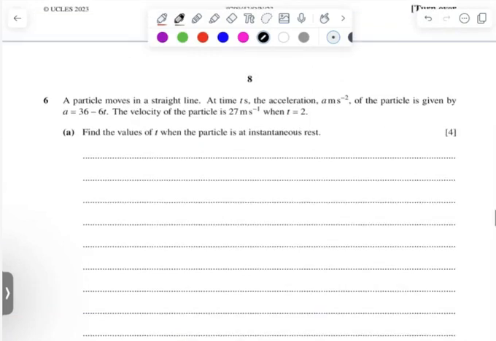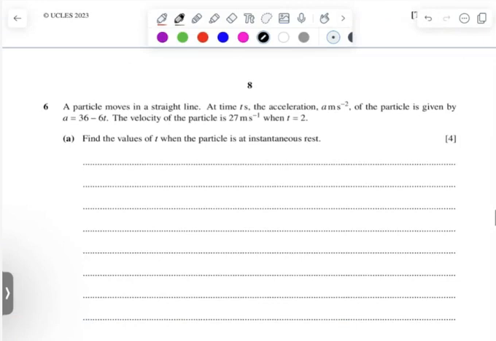A particle moves in a straight line, so kinematics. At the time t, the acceleration is a. Oh, it's given by that. Okay, so here acceleration is changing all the time. So it's varying acceleration. That's normally given by an equation of some sort. It's not constant. If it was an actual constant value, then you would be using Suvat equations. But because it is changing all the time, it means we've got to use integration and differentiation, and our velocity time graphs are going to have curves instead of straight lines.